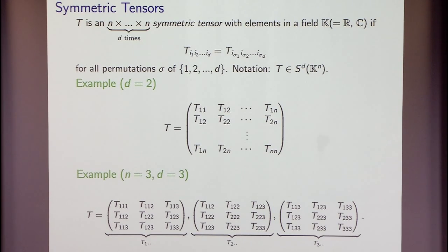So T is an n by n symmetric matrix. And for example, if n equals 3 and d equals 3, we have a 3 by 3 by 3 symmetric tensor. And since it's symmetric, we might as well, for simplicity, denote each entry T(i, j, k) by putting i, j, and k in increasing, or non-decreasing, order.